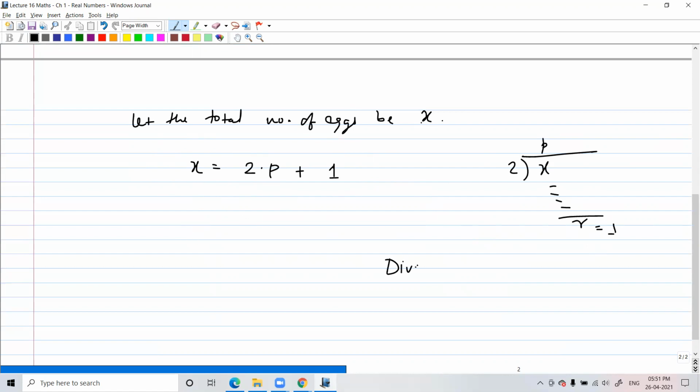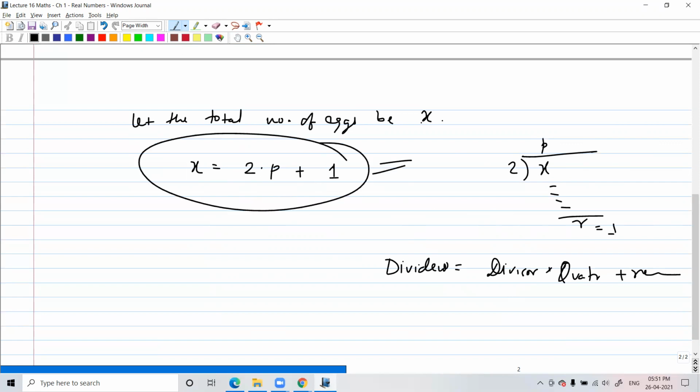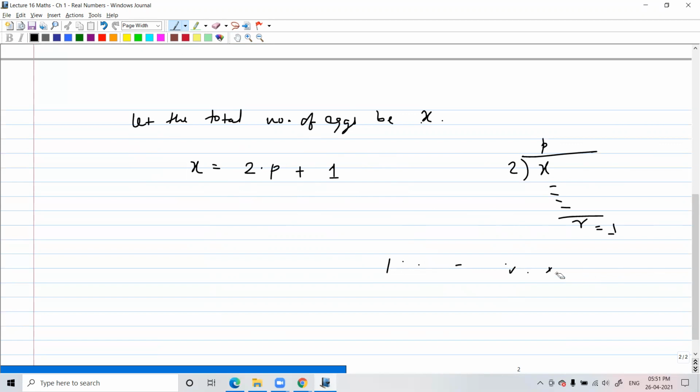We know that dividend is equal to divisor into quotient plus remainder. So dividend is x, which is the total number of eggs. Divisor, we are dividing the number by 2, and quotient could be some number like p. We don't care what that number is, but when you did a division, the remainder should be 1. So is this statement clear to everyone? Yes, sir. Okay, so this was the first statement, when you did a division by 2.